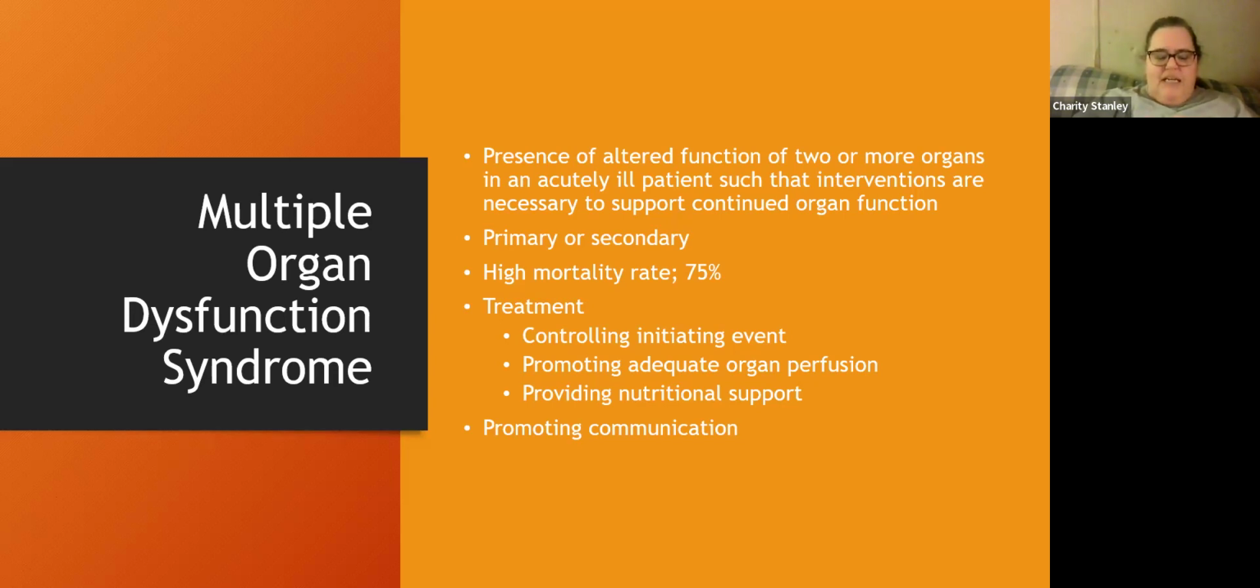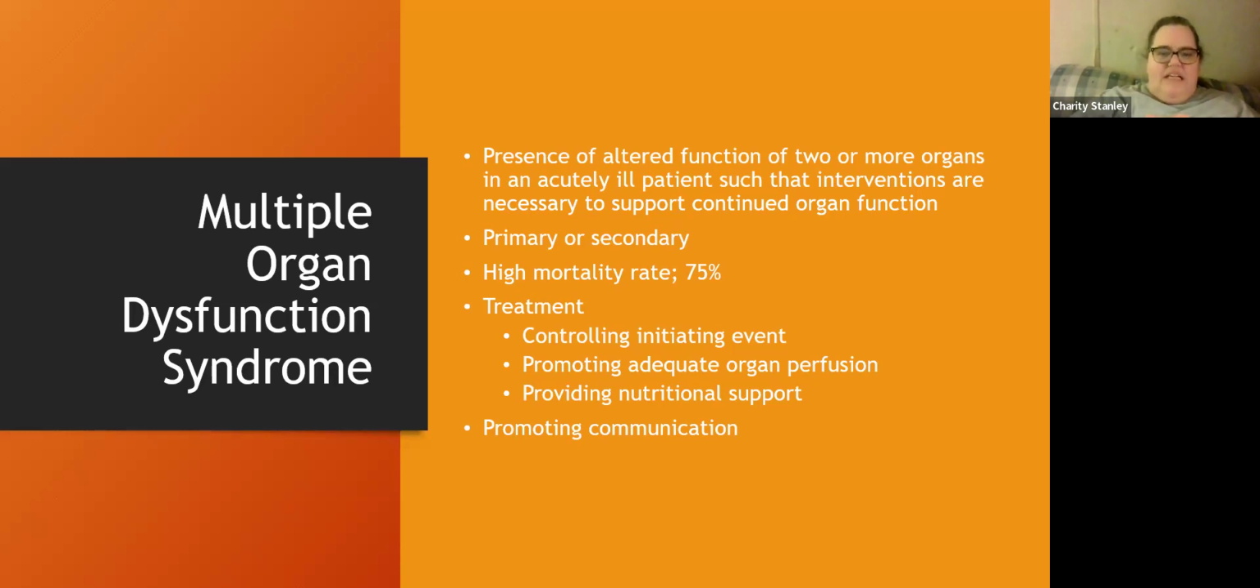Because even if I can get one organ to jump back in and start working, then I still have another organ system that's messed up. And as you've figured out, especially through this lecture and through others this term, the body works together. And so we have a very high mortality rate once we have 2 or more organ systems that are starting to fail.